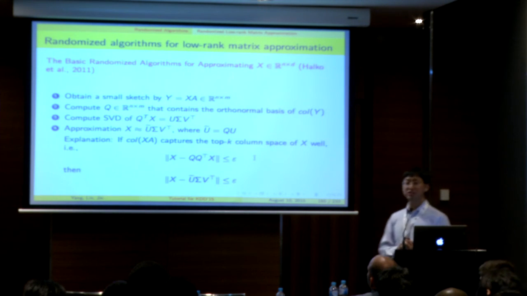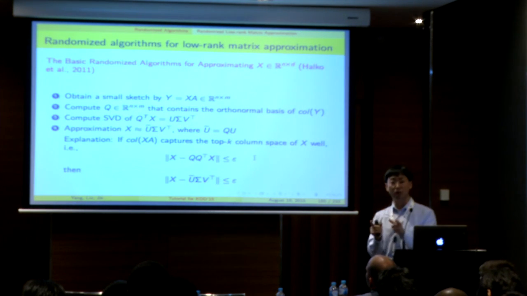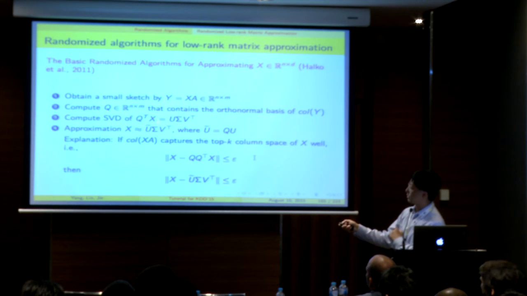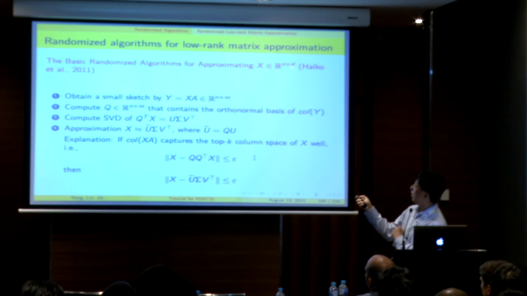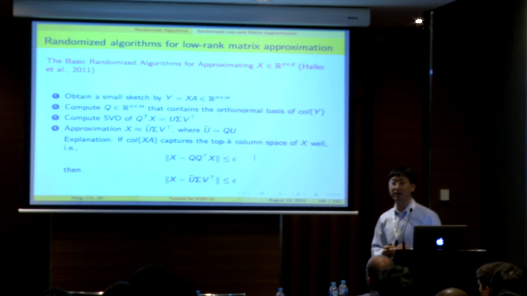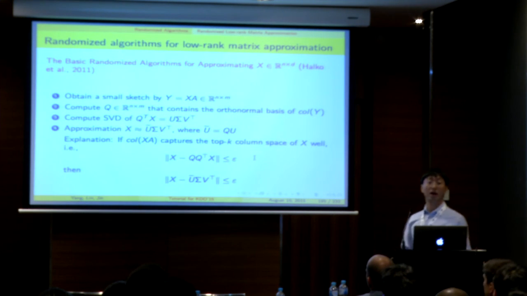And then you compute the singular value decomposition of a much smaller matrix, which is Q transpose X. So Q here is N times M. Q transpose X is M times D, right? So this matrix only has M rows, D columns. So if M is smaller than N, this singular value decomposition can also be computed very efficiently.